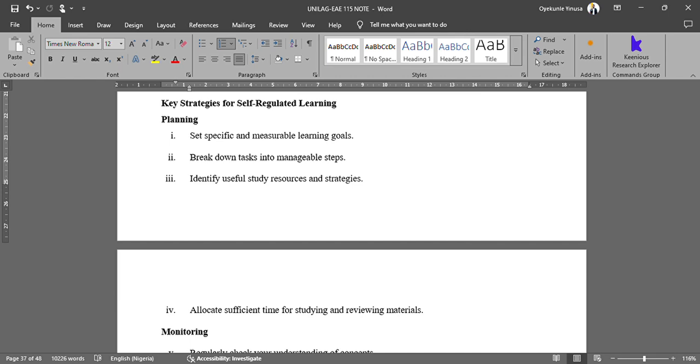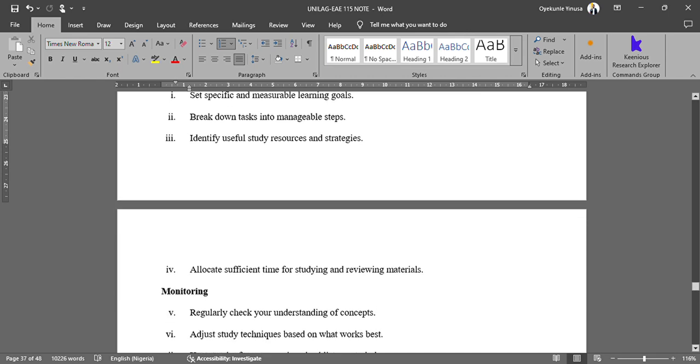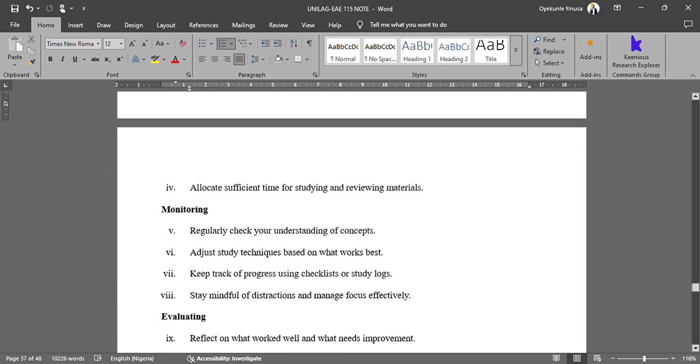More importantly, under planning, you identify useful study resources and strategies. You must plan yourself. What are the resources to read to be able to achieve this for all A's or 4.5? You must plan. You must study. You must gather resources. You must strategically study to achieve this aim. Number 4 is that you must allocate sufficient time for studying and reviewing materials. Without careful planning, you will not be able to achieve this goal. That is very, very essential.